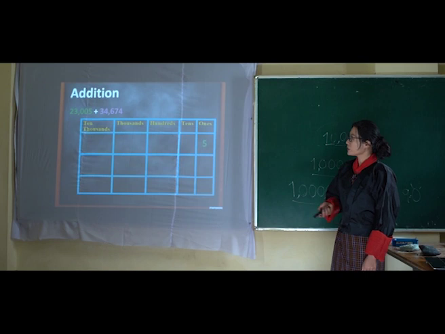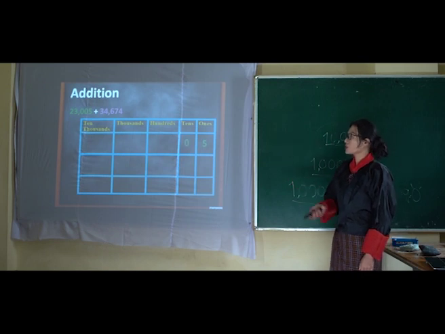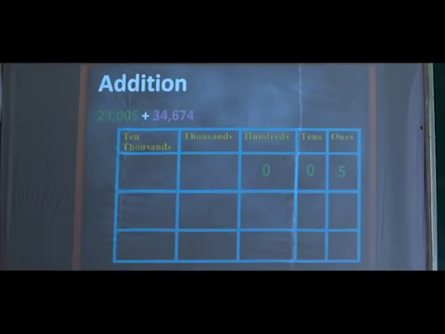Let's place the numbers in the place value chart accordingly. We are done placing the first number. Add that number to the second number and place it in the place value chart again. Alright, now to find out the sum, let us add the numbers in their own places.